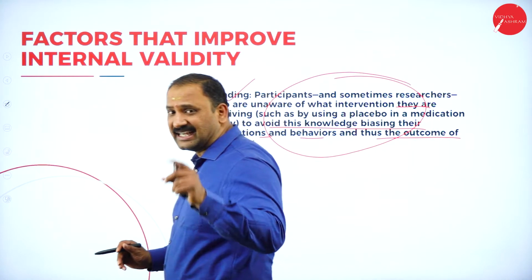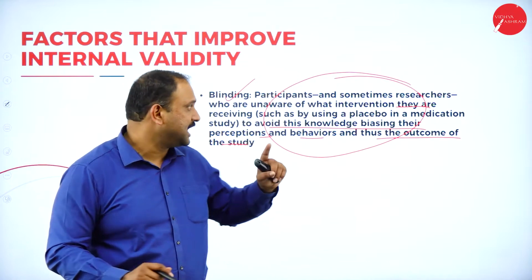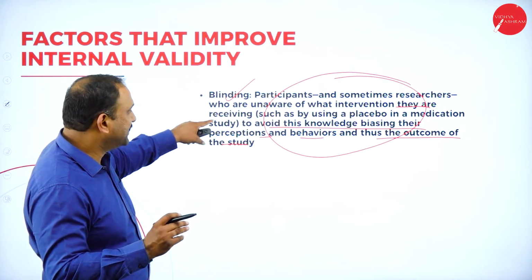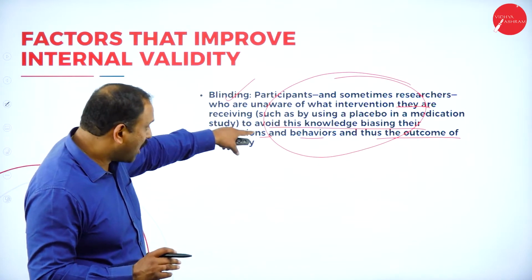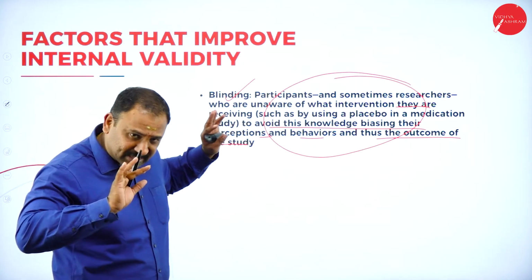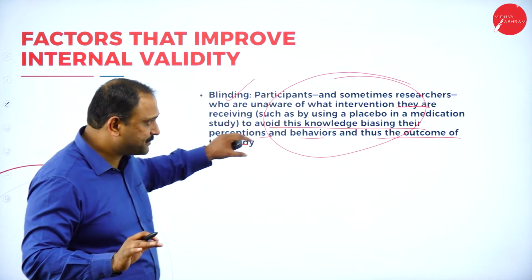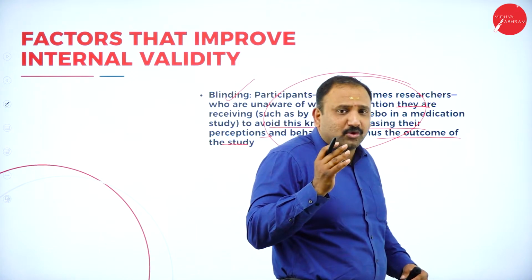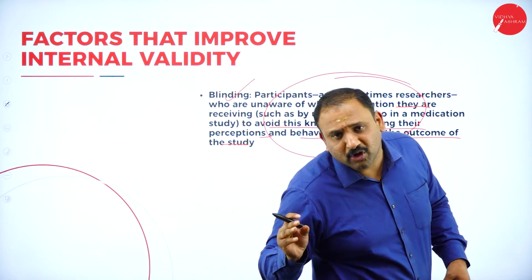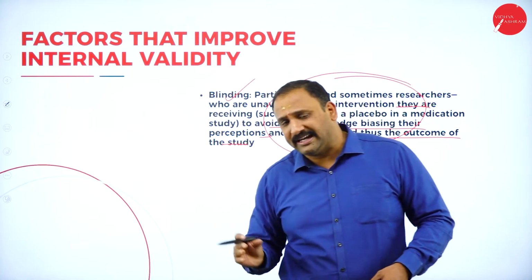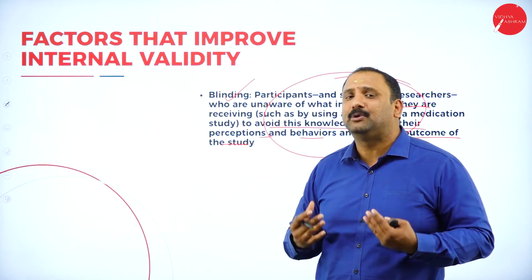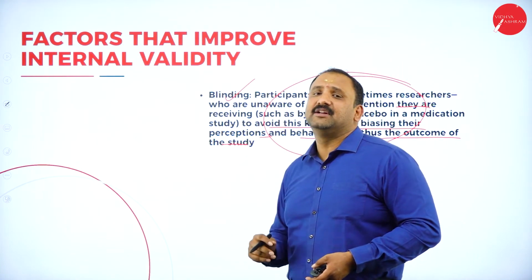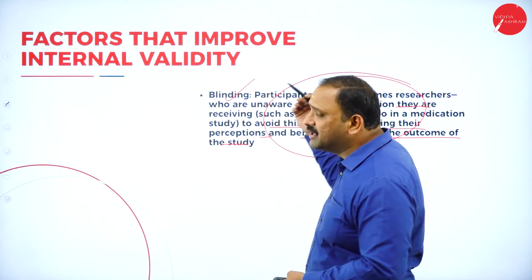Now, one thing is the blinding factor, which means to say that sometimes you are unaware of what intervention they are receiving, to avoid this knowledge biasing the perceptions and behavior, and thus the outcome can be better. So you can remove the bias factor out of your thought process, out of your entire research, and you will be able to get a better research outcome. So in that sense, internal validity always becomes even more effective.